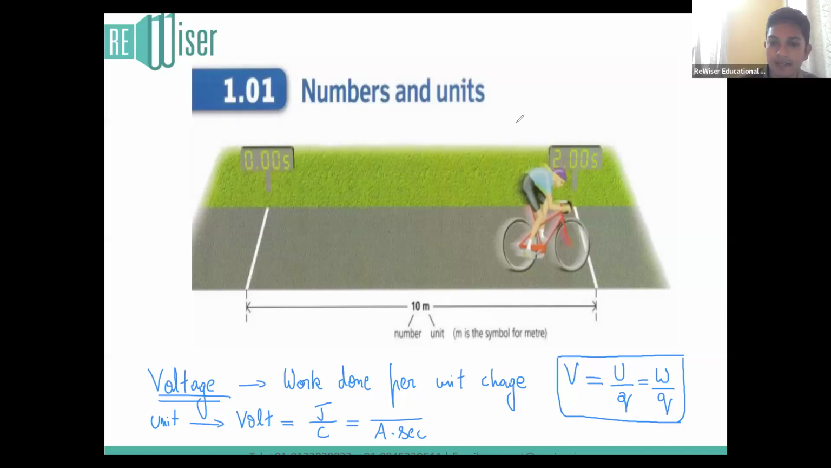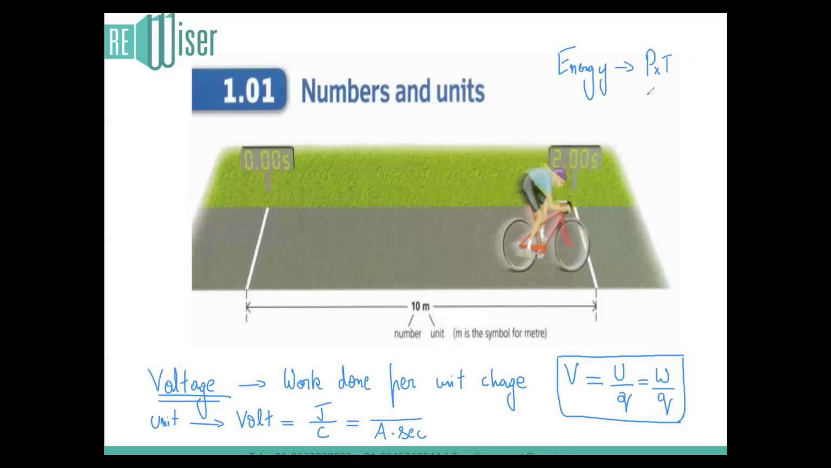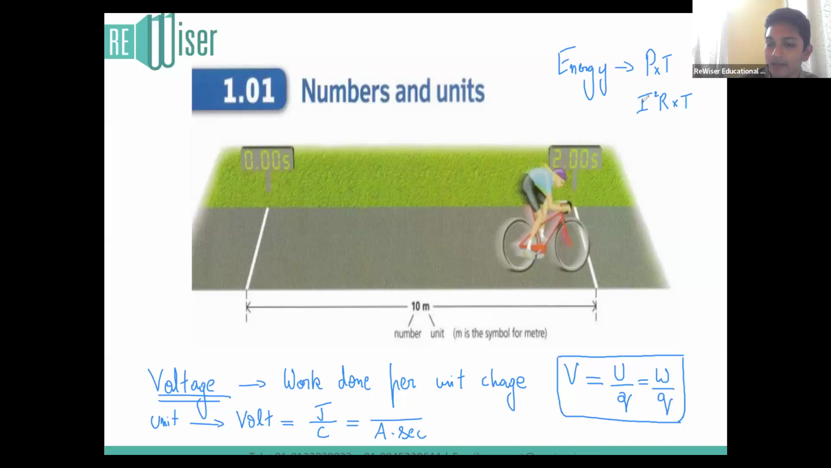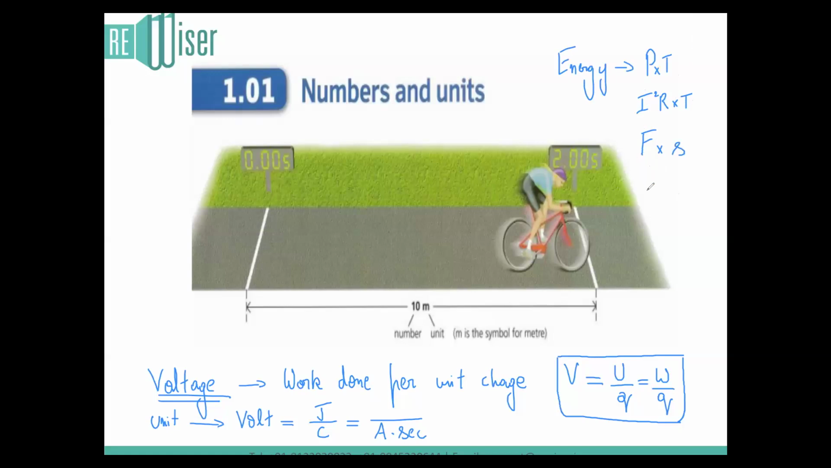Again, current and resistance are not fundamental, right? There are many ways you can use. You said energy or work done, there are many formulas. You said one is power into time. Power is I square R, V square by R, VI; all three do not simplify. Work done is force into displacement. Force can again be simplified. Force will be simplified into mass into acceleration, which is kg meter per second square.